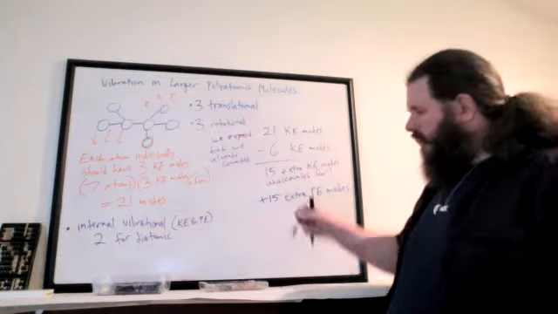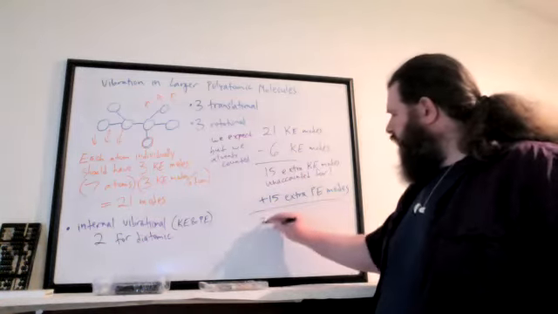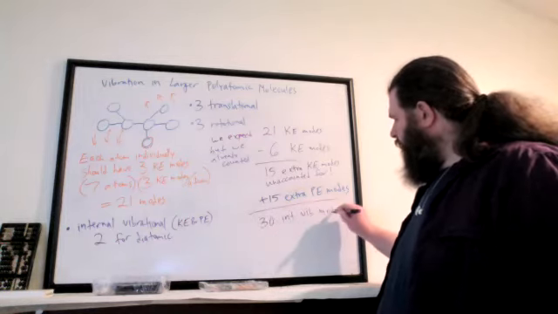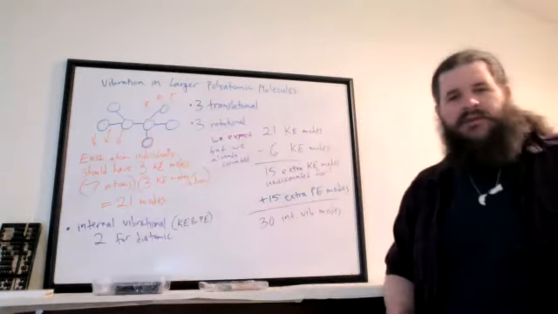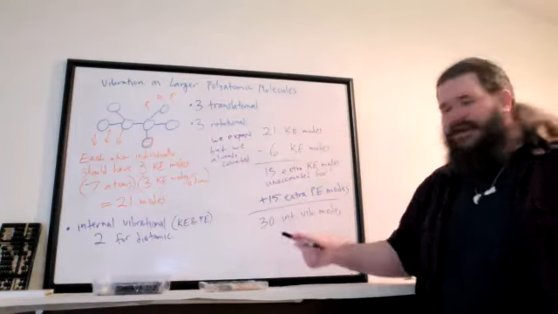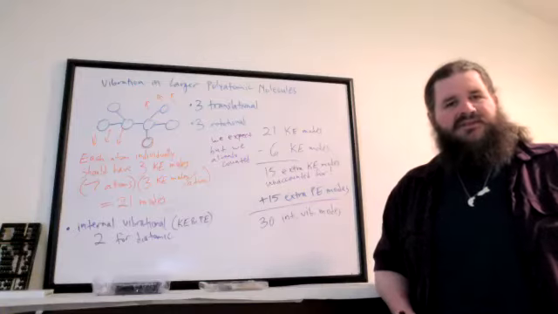So these together are the internal vibrational modes. So 30 internal vibrational modes. So this 7-atom molecule is going to have 3 translational modes, 3 rotational modes, and 30 internal vibrational modes. Any questions on that so far?